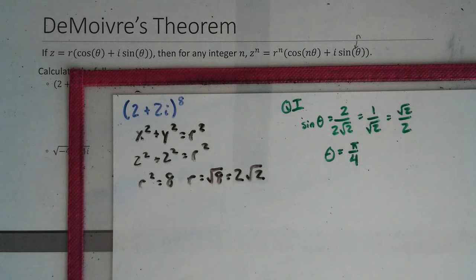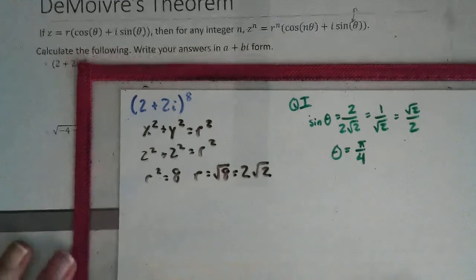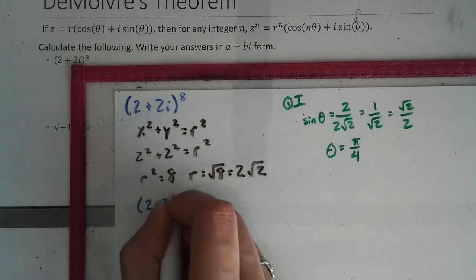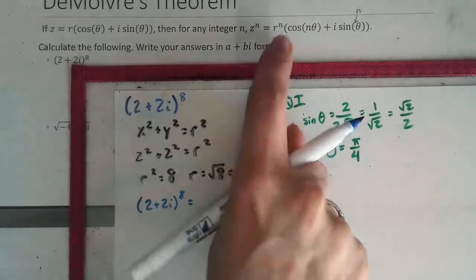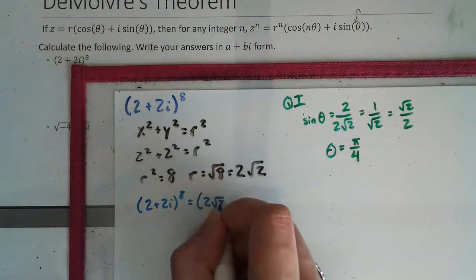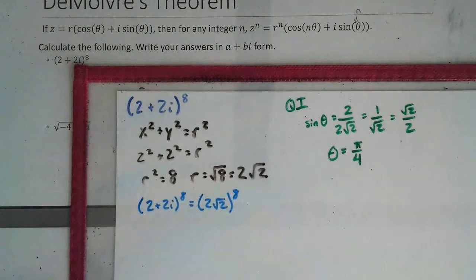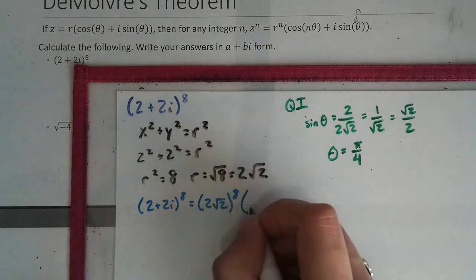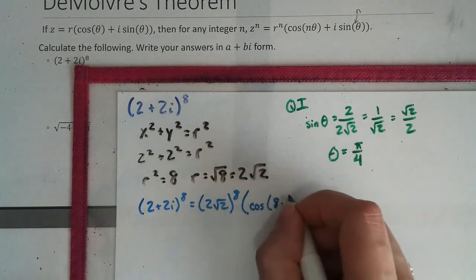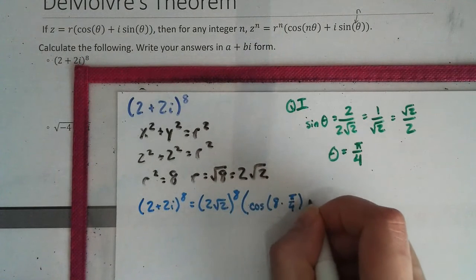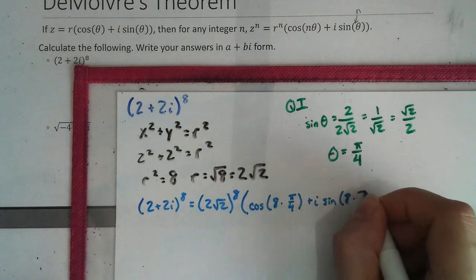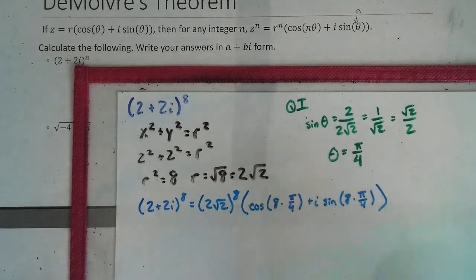So let's see if we can put this all together with this lovely theorem. So 2 plus 2i raised to the 8th power is equal to r raised to the n power. So that's 2 times the square root of 2 raised to the 8th times the quantity of the cosine of n, that's the 8, times theta, which is pi over 4, plus i times the sine of n, which is 8, times theta, which is pi over 4.